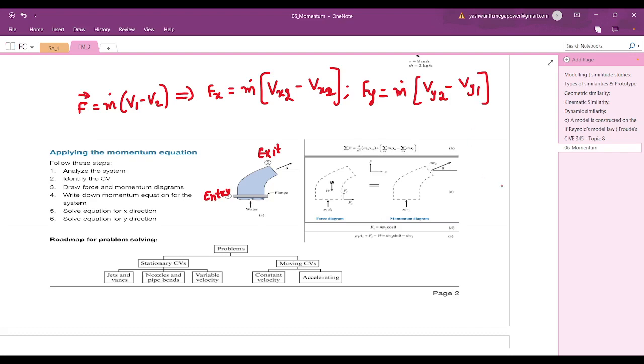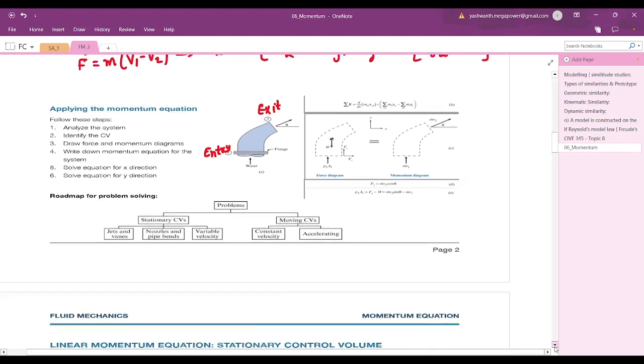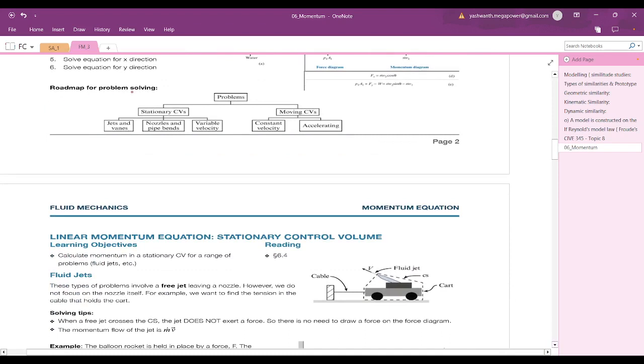Now you see a roadmap for problem solving. What problems are we having? We are having two types of problem: one is a stationary control volume and another is a moving control volume. What are the examples where the control volume is stationary? When water is coming out of jets and hitting the vane, like in the case of turbines. In turbines, the jet comes out of the nozzle and hits the vane. There also we have a stationary control volume.